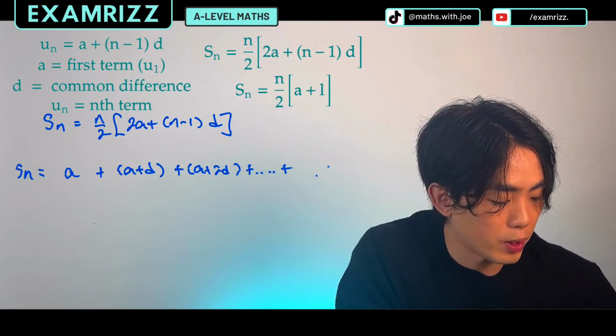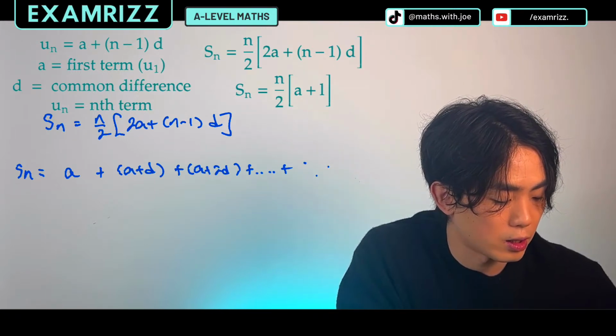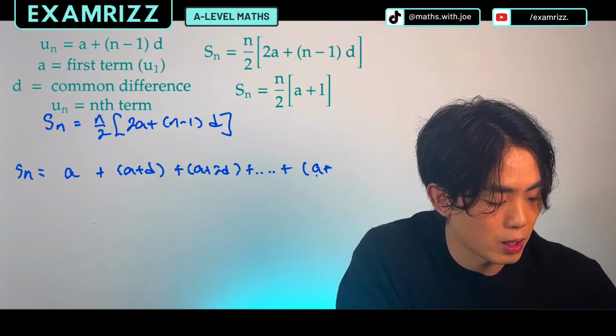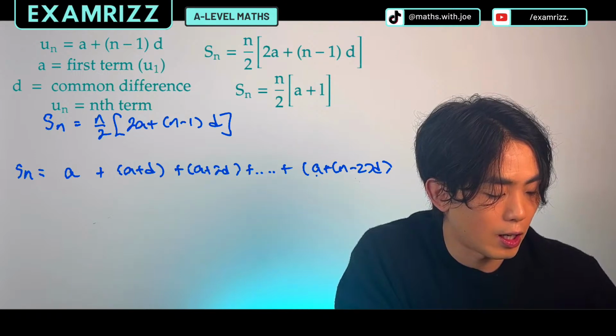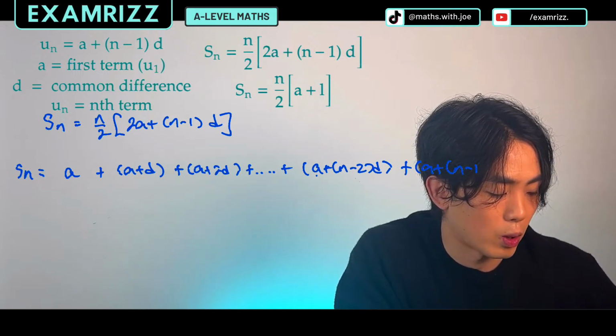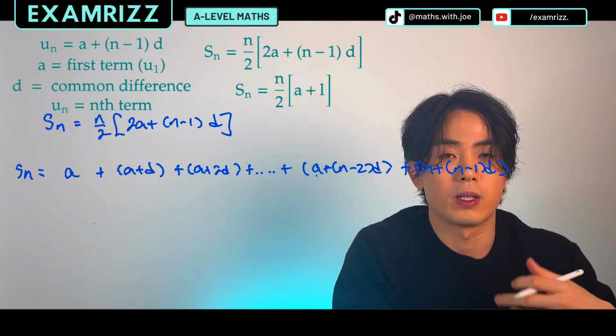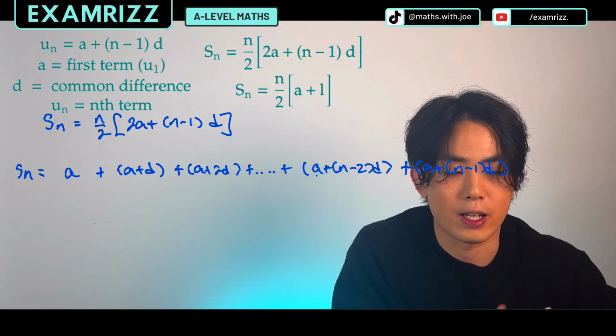And I'm also going to write the last 3 terms as well. So the last term would be, let's just write the last 2 terms. So a plus n minus 2d. The last term would be a plus n minus 1d, like this. Okay, so these are all the terms that we're summing up to get our Sn.